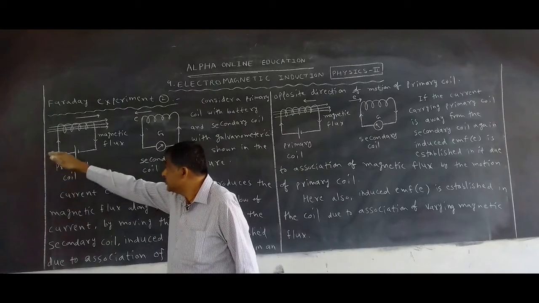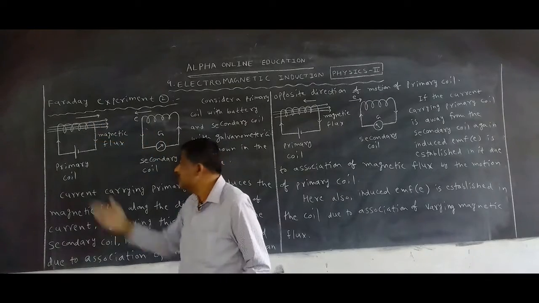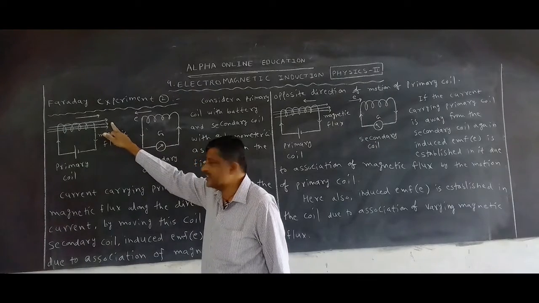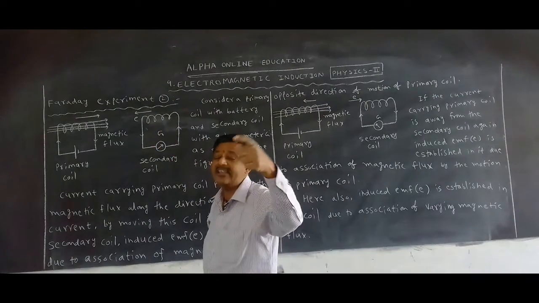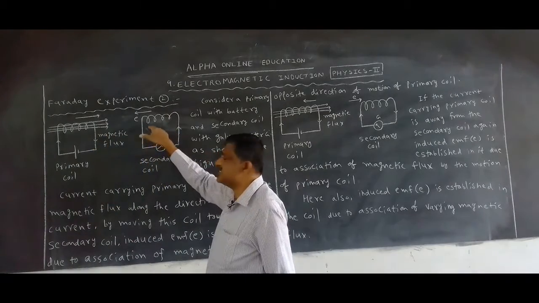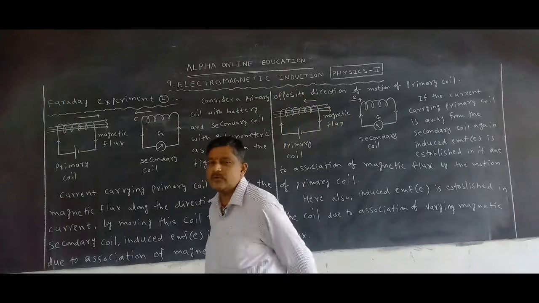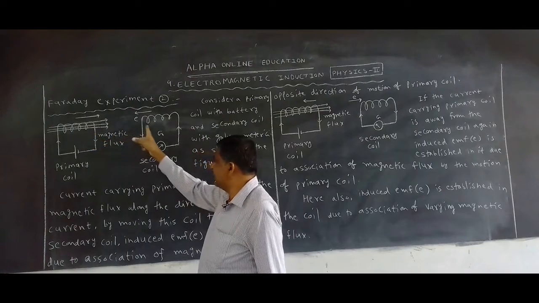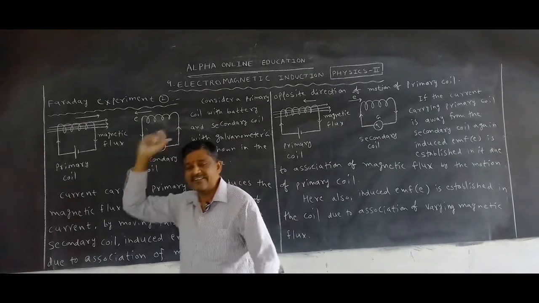Now the primary coil is moved towards the secondary coil. When it moves towards the secondary coil, the magnetic flux associated with this coil varies or increases. When the varying magnetic flux is linked with the secondary coil, an induced EMF is established in it. In which direction? In the opposite direction of the association of magnetic flux.